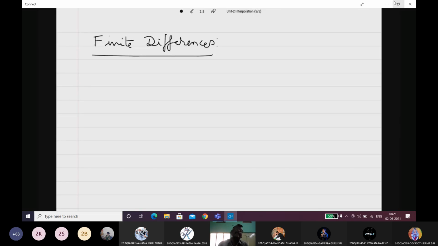Again, finite differences are classified into three categories. One is forward differences, another is backward differences, and the other is central differences. These are classified into three categories: one is forward, the next one is backward, and the third one is central.